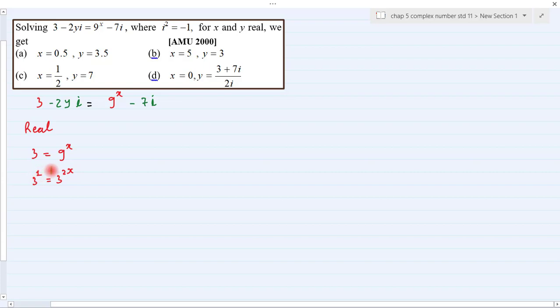Now we can compare the power of 3 on both sides. So we will get 1 is equal to 2x, or x is equal to 1/2, or we can say 0.5.